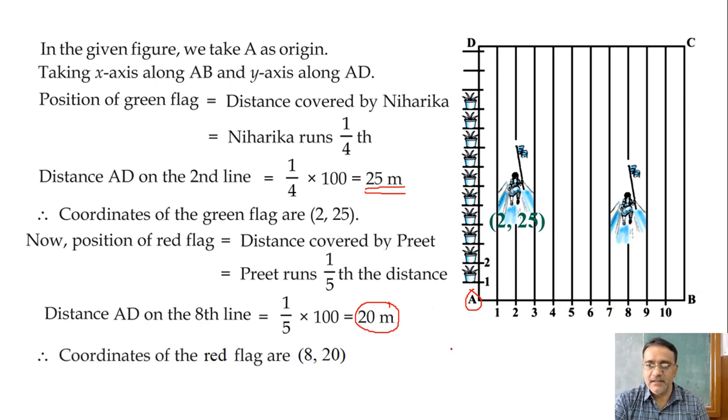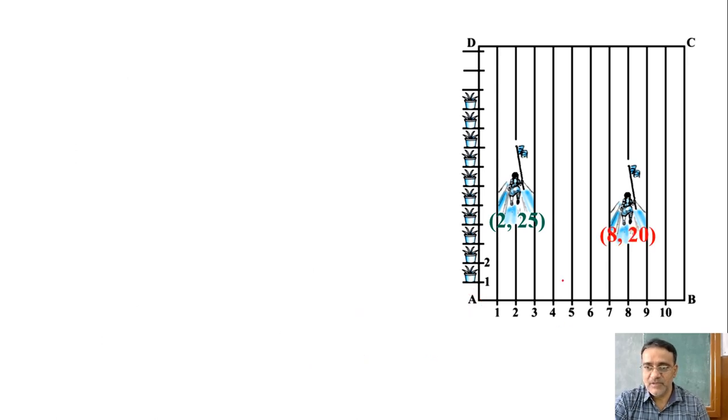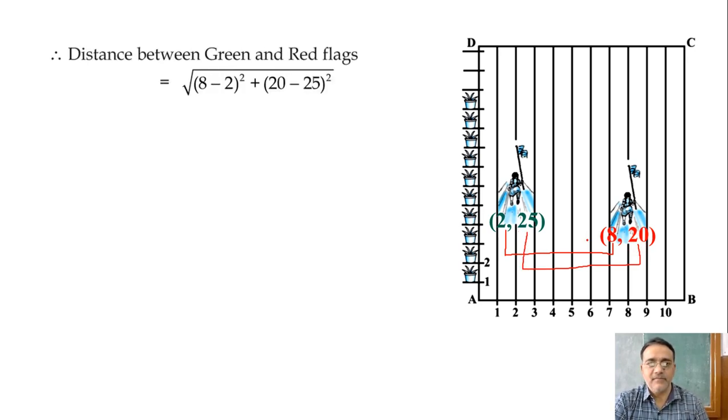Okay, is this clear? Now we have to find the distance between these two, and for that we have to use the distance formula. So how will we find the distance between them? Square root of (8 minus 2) whole square plus (20 minus 25) whole square, this one. So what are we going to get here, how much are we getting here, see? 36. And the second one 25. 36 plus 25 is root 61 meter. So this is the final answer.